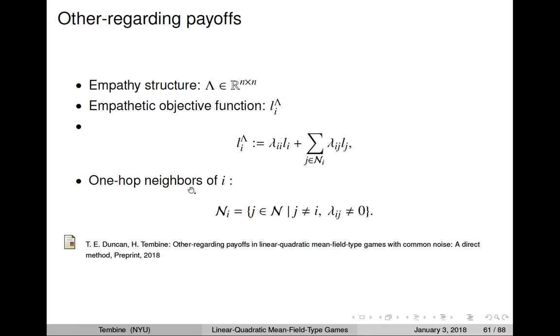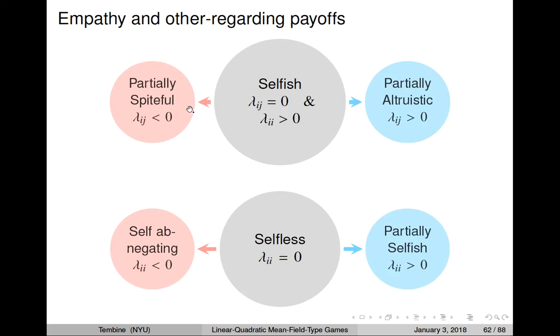So if we consider this one-half neighborhood, we get an other-regarding payoff, so an other-regarding cost functional, and denote this by L_i^lambda. The interpretation is this: if lambda_ii is positive, then you care about yourself, and if all the lambda_ij are zero, you are purely selfish because you don't look at other agents' objectives.